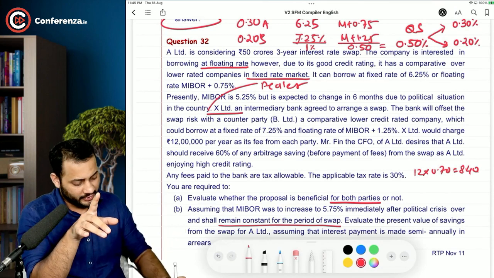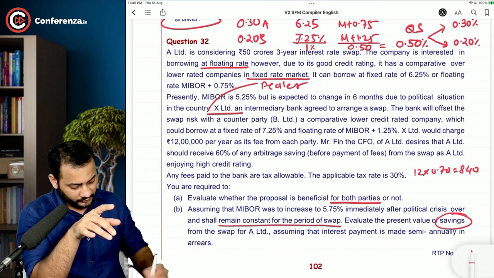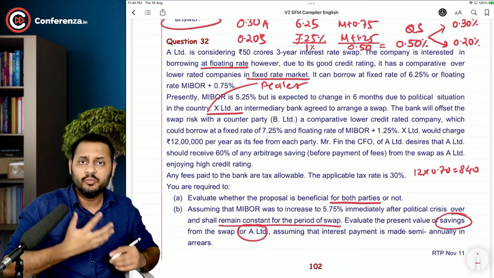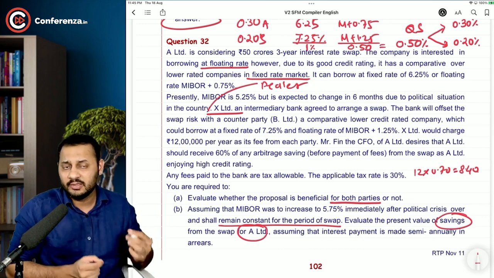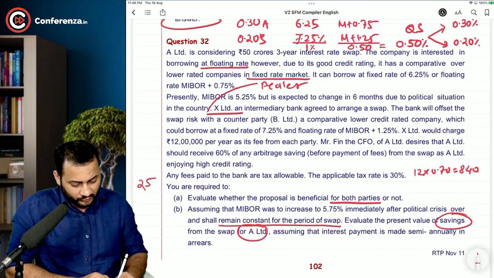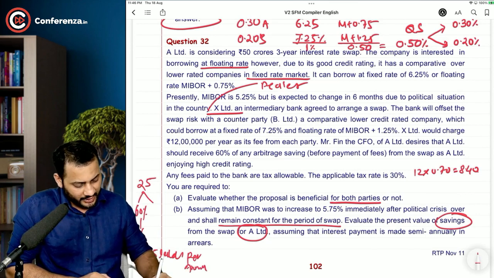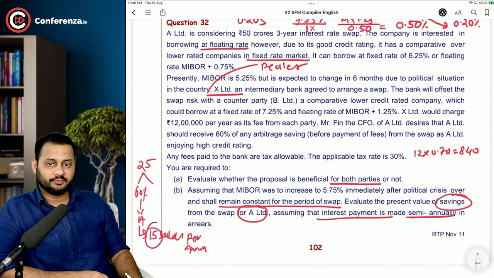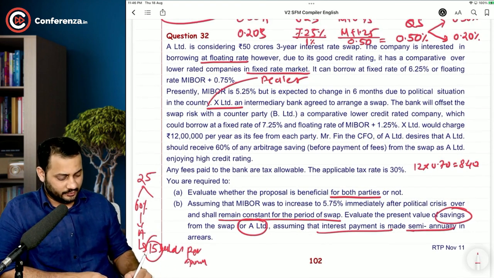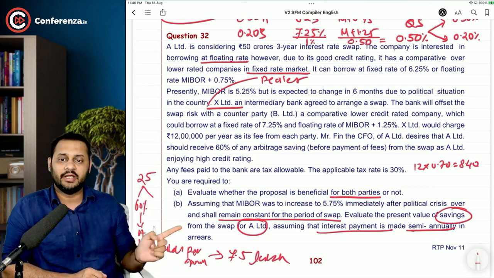Evaluate the present value of savings from the swap for A Limited. How much was the saving for A Limited? Sir, total saving was 25 lakh, out of which 60% was kept by A Limited, which was 15 lakhs. But that was per annum, and now we have interest payment semi-annually. So if 15 lakh is per annum, can I say 7.5 lakhs will be the saving every 6 months to A Limited?